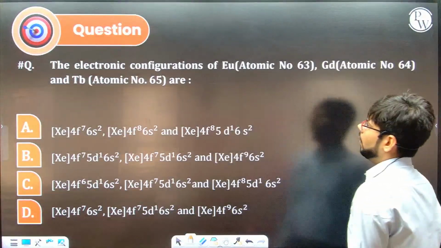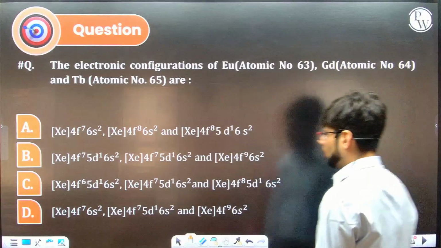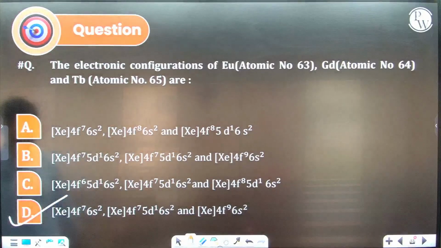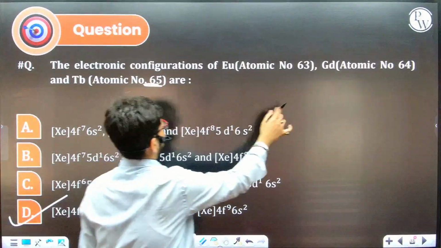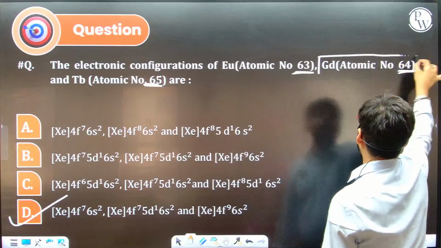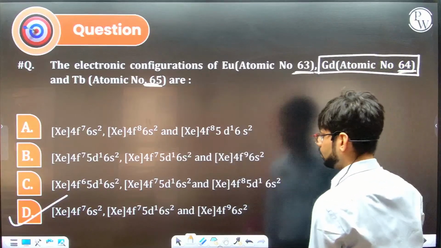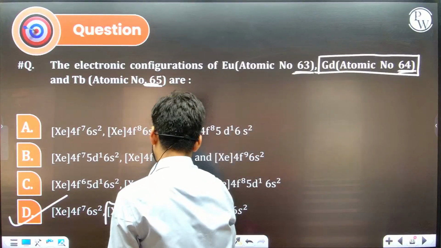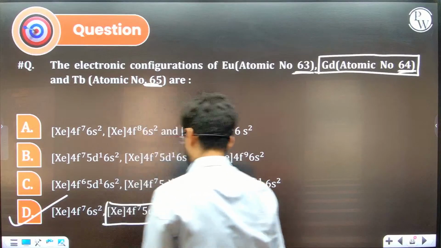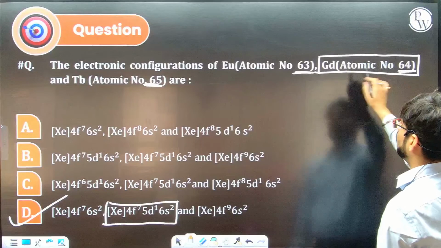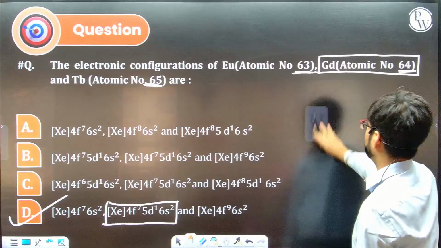Next. Now it is a question based on electronic configurations. This is the correct answer. It is just normal electronic configuration. Atomic numbers have been given to you. This is very important. Must remember this always. Exceptional electronic configuration. So D is correct. Very, very important. Take care of this. Gadolinium. It's important. You must remember.